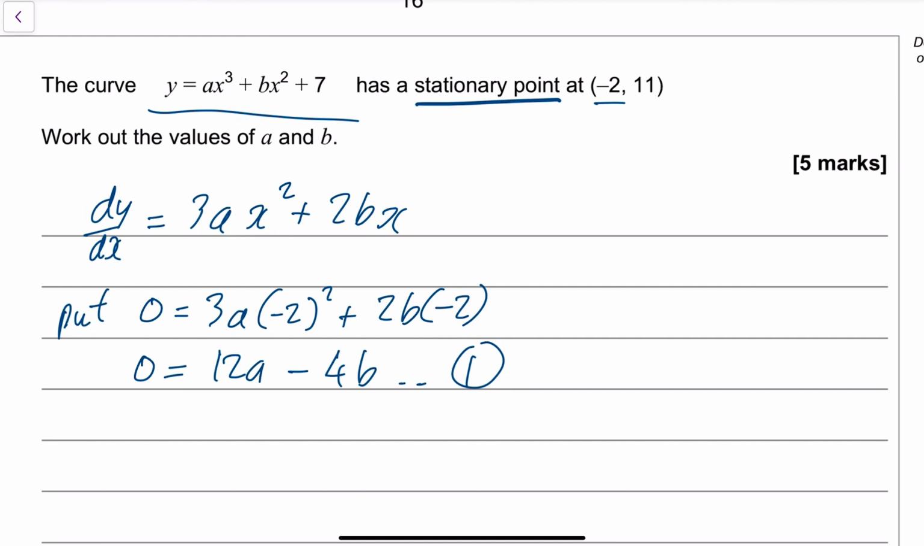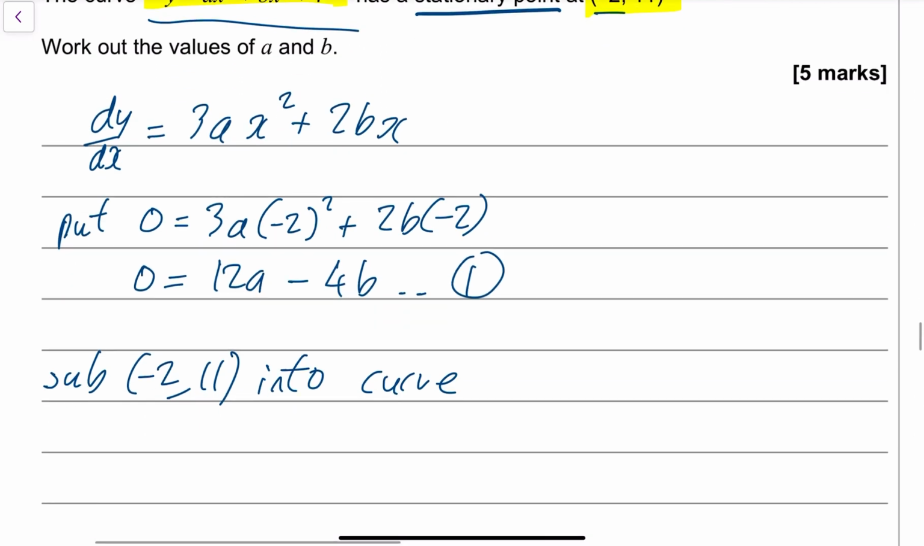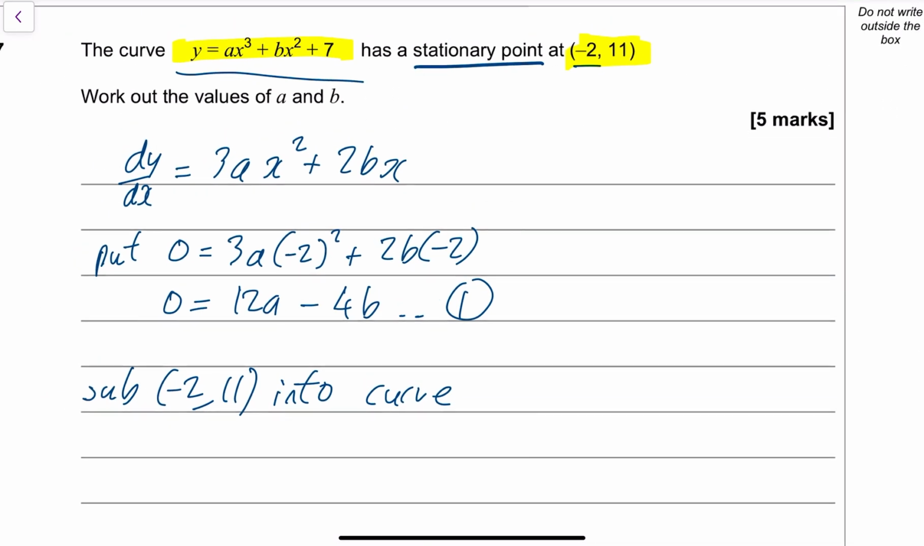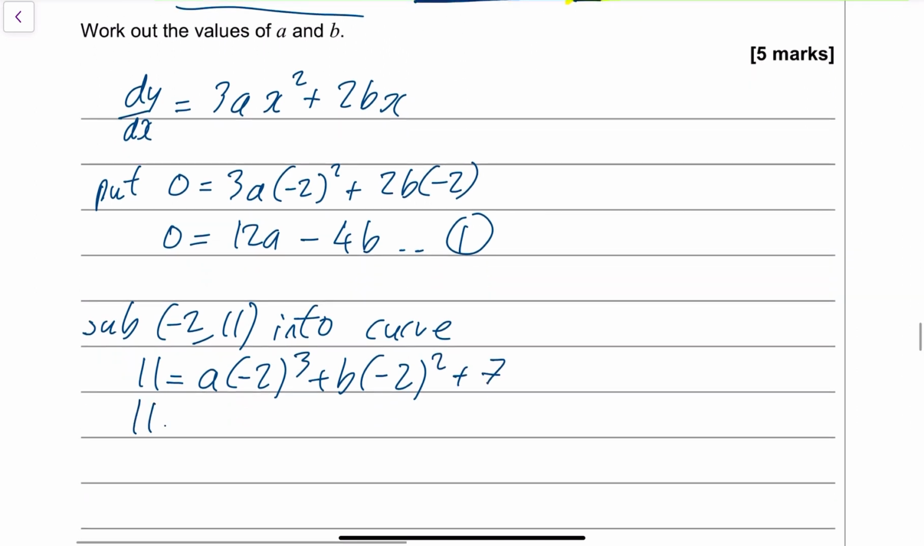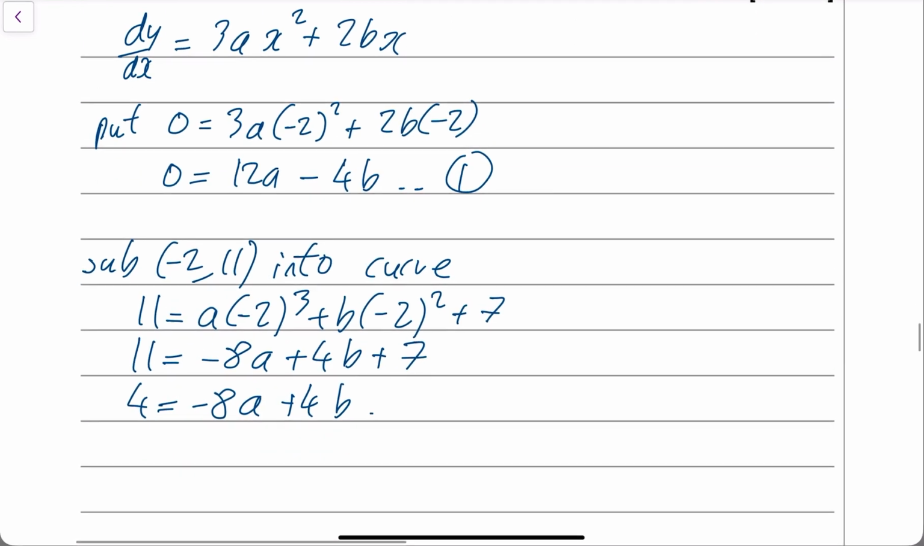This sort of question really trips people up here. They think, well, how am I going to solve this? I've got one equation and two unknowns. But this point here is on your curve, so we have to sub that in as well. So just sub minus 2, 11 into the original curve. You fire it in and you're going to get 11 is equal to a times minus 2 cubed plus b times minus 2 squared plus 7. So it's 11 is equal to minus 8a plus 4b plus 7, which means 4 is equal to minus 8a plus 4b. And you know what, leave it like that.